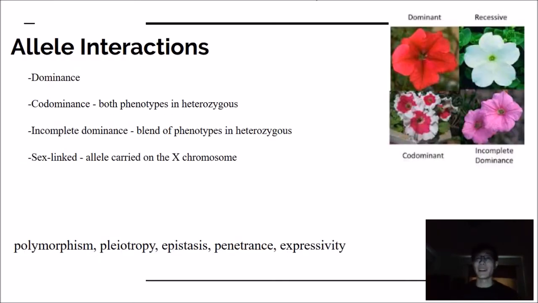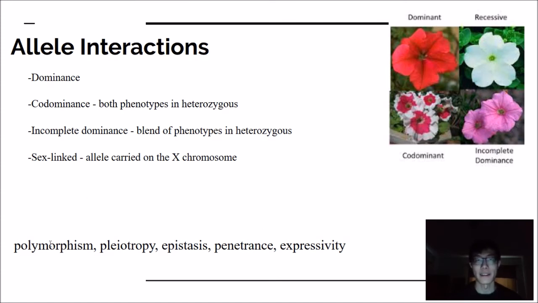So basically, in summary, there are a bunch of different types of allelic interactions that are available. You have ones that are just basically dominant, and then you have ones that are codominant. So these interactions are where both phenotypes are expressed in the heterozygous form. You have incomplete dominance, which is kind of a blend of phenotypes in the heterozygous form. And then you have sex-linked, which are ones that are carried on the X chromosome. You also have other types of connections such as polymorphisms, pleiotropy, epistasis, penetrance, and expressivity.